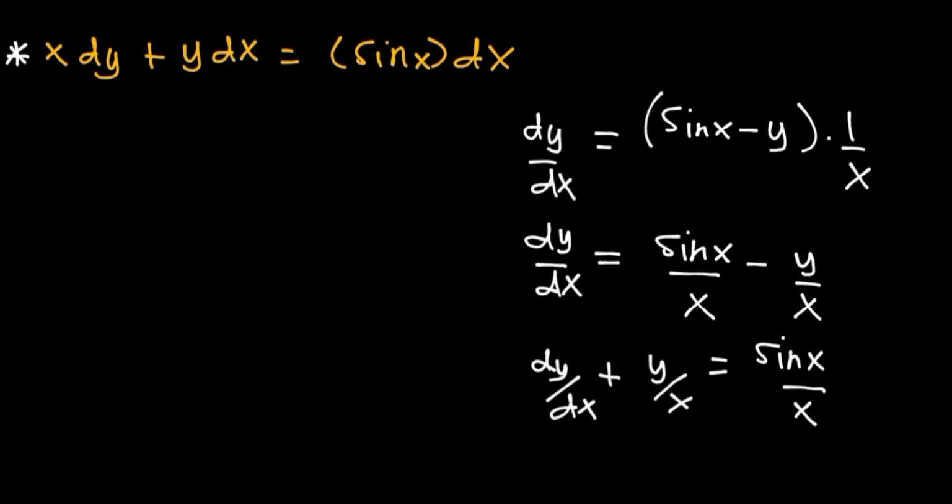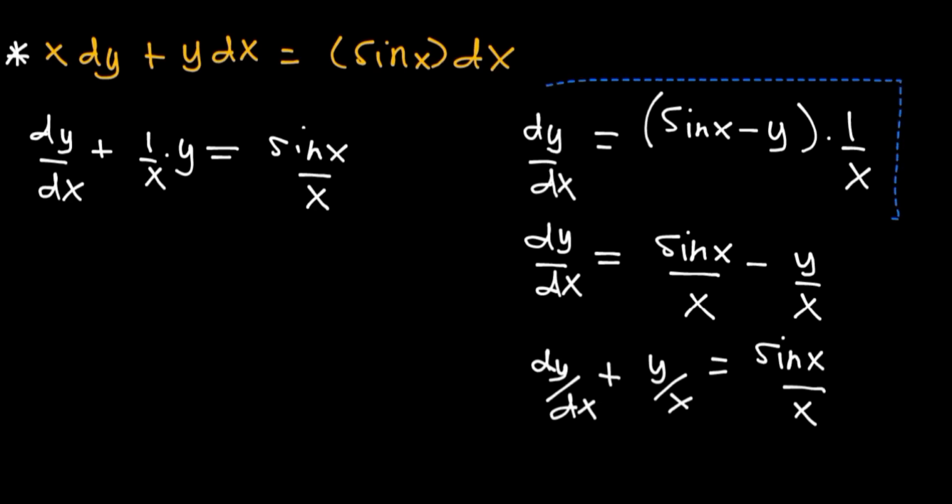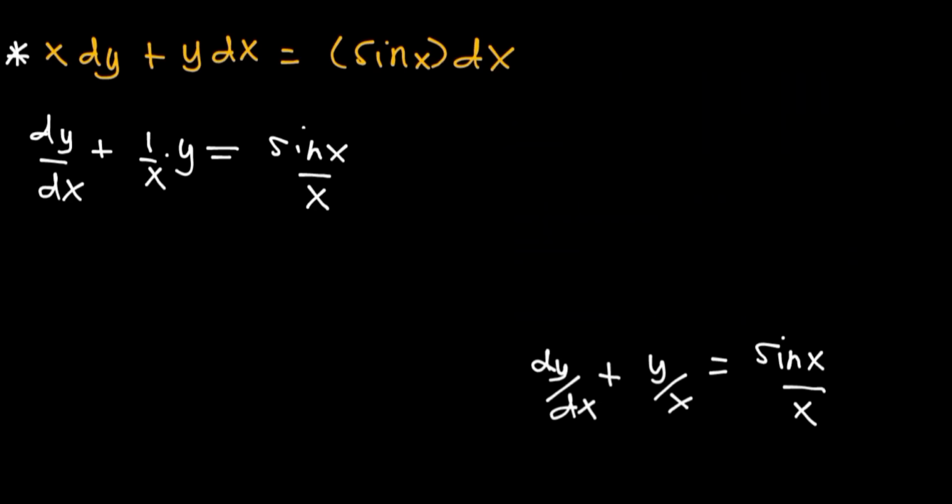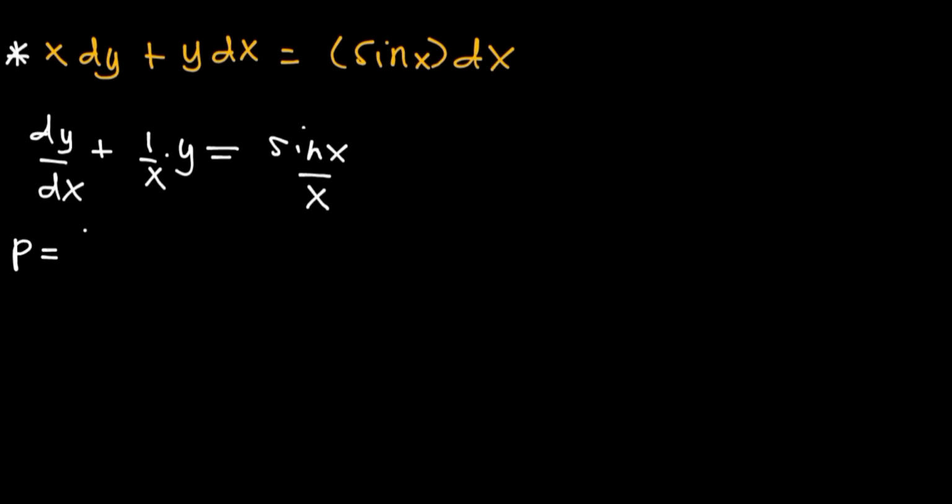So this is going to give us dy dx plus 1 over x multiplied by y, equal to sine x divided by x. That will be the real form of this first order linear equation. Now from here, we know that p is equal to 1 over x, and q is equal to sine x divided by x. So we need to find out what the integrating factor is.